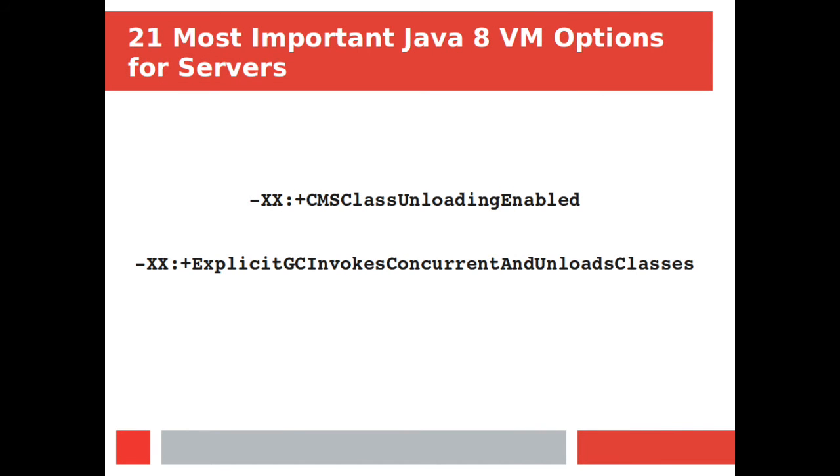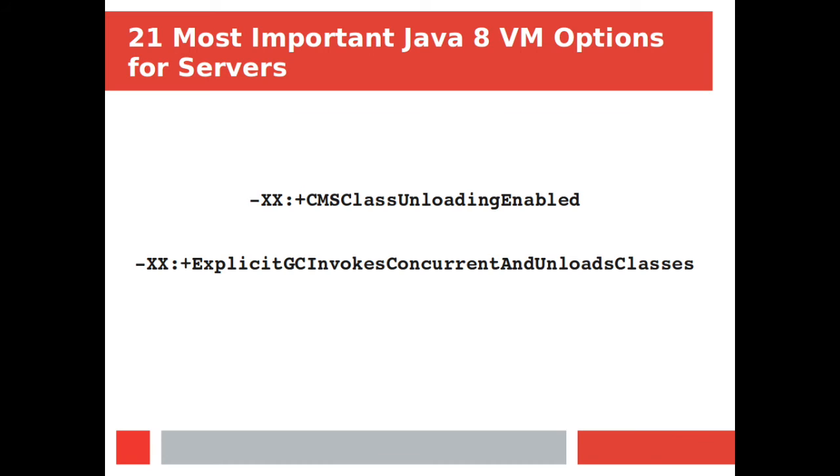The first option here tells the JVM to unload classes which are not needed anymore by the running application. If you deploy WAR files to an application server like Wildfly, Tomcat or Glassfish without restarting the server after the deployment, this flag helps you. The second option is especially important if your application uses RMI or Remote Method Invocation.